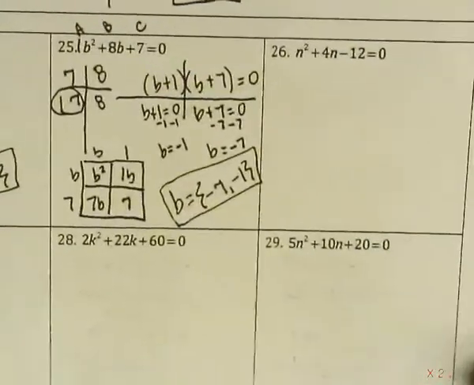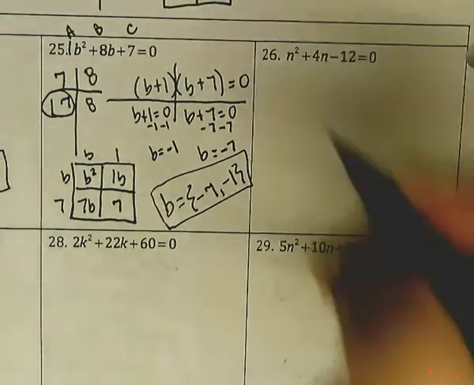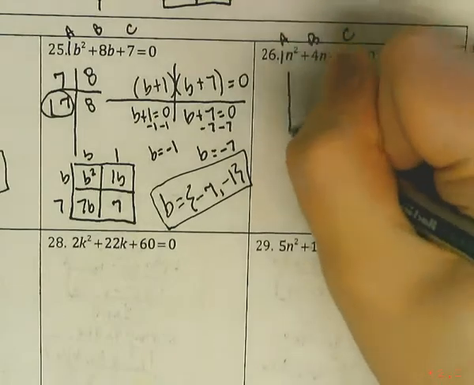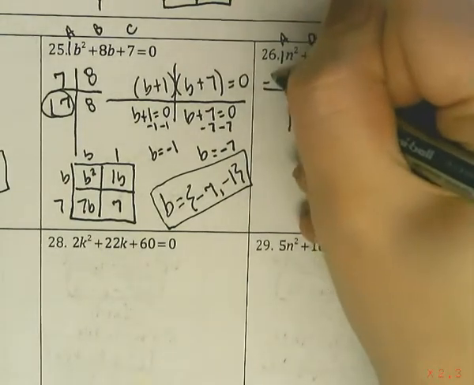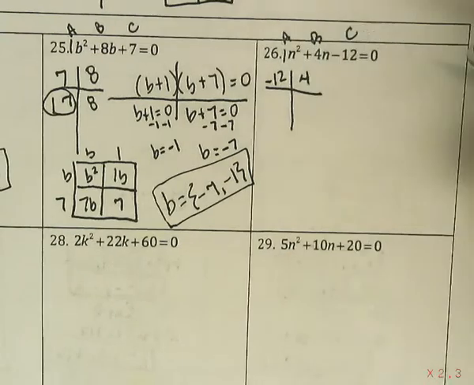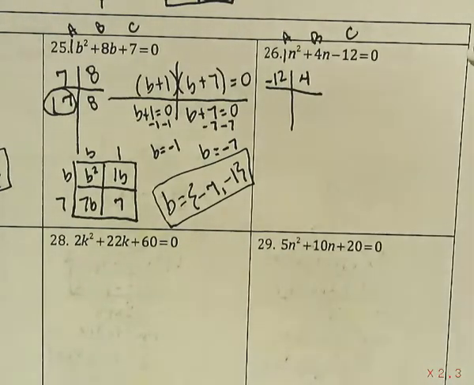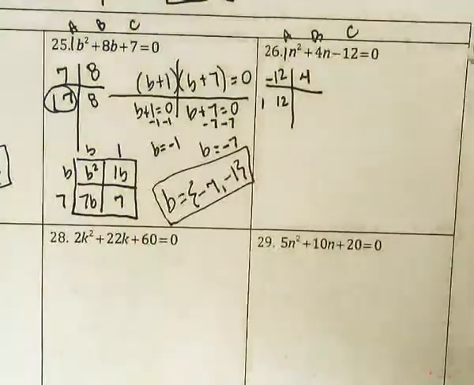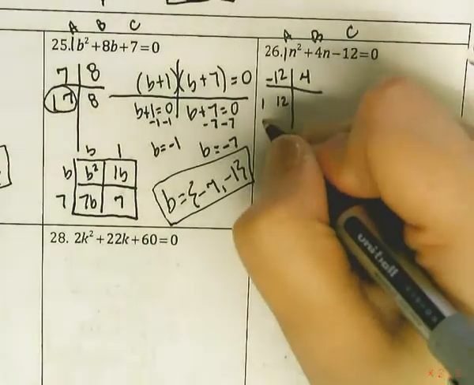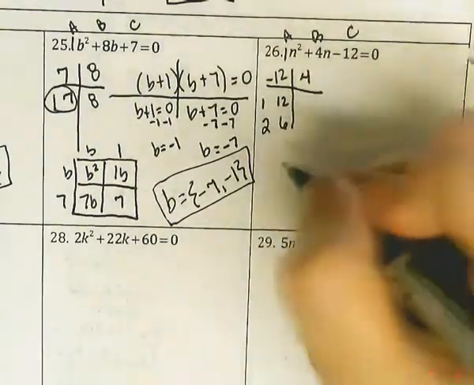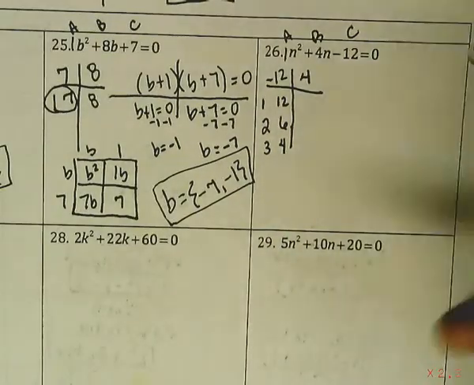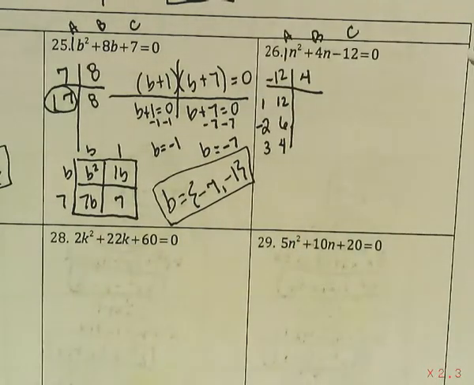Number 26, same idea, factoring, our ACB chart, A, B, C. A is 1. So A times C here is 1 times negative 12. B is 4. We want two numbers to multiply to get negative 12 and add to get 4. Now, some of us are not as good as others, so let's just say 1 and 12. There is no way to get 4 from 1 and 12. 2 and 6, it's probably going to be 2 and 6. 3 and 4, okay, it's probably not going to be 3 and 4. So 2 and 6, negative 2 plus 6 is positive 4.